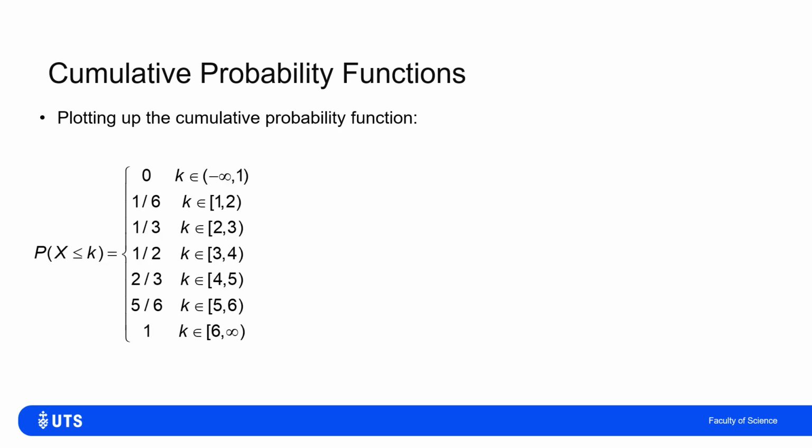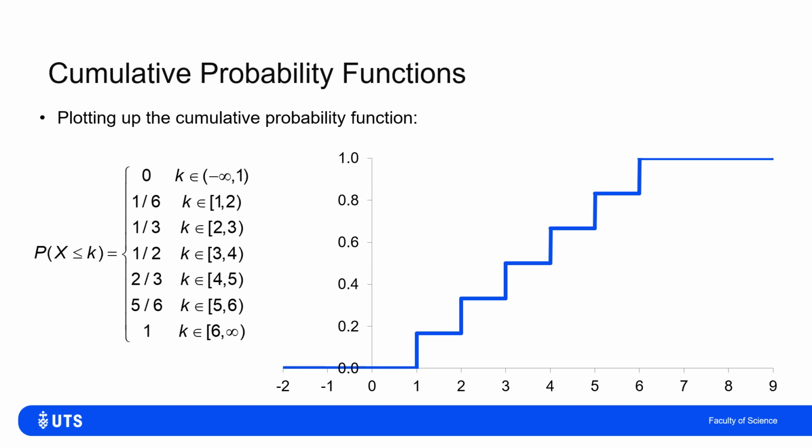What I get if we plot this up looks a bit like this series of steps. Now, as I've drawn it, I have drawn the vertical connectors in here. Technically, it's discontinuous there, but I've just drawn this for visualization purposes. It flatlines below the smallest possible value at 0, it flatlines above the largest possible value at 1, and it just steps up in between.